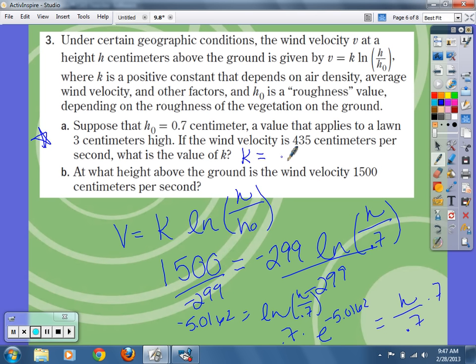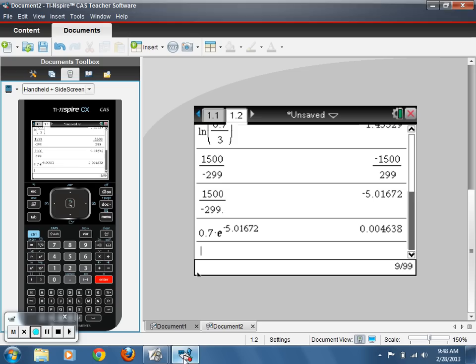The K should have been positive 299 because when I plugged in H and H sub O, I had them in the inverted order. H was 3 over 0.7, which then whenever I worked it out, the number had the wrong sign. So it should have been positive, which makes this positive, which makes this positive. So everything's going to be positive here. And at least it's not that hard to fix in the calculator.